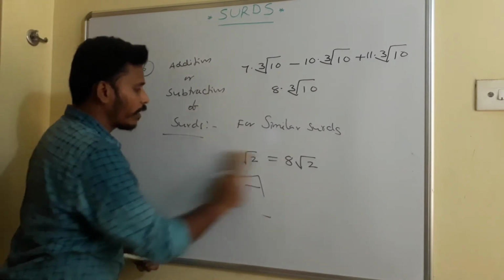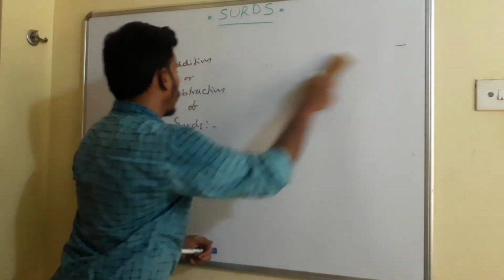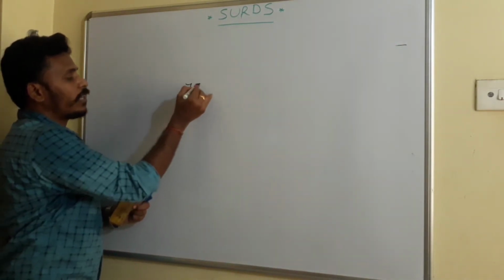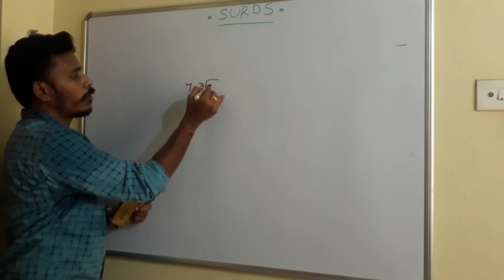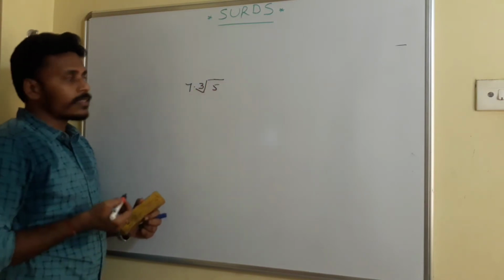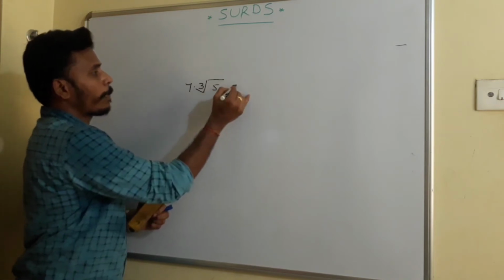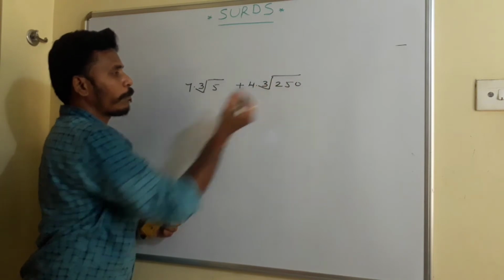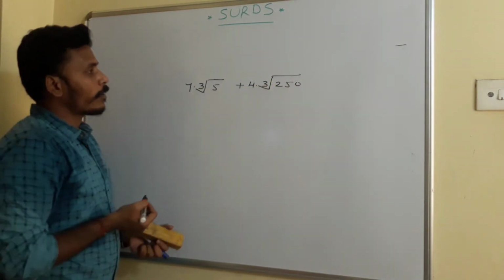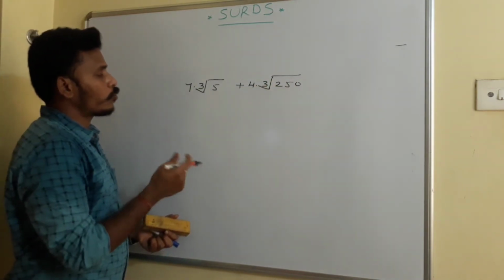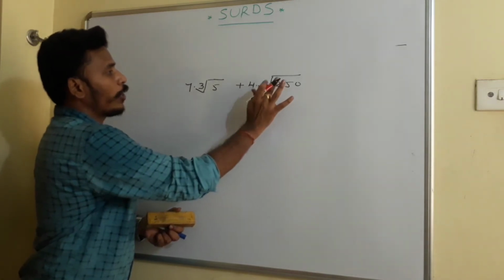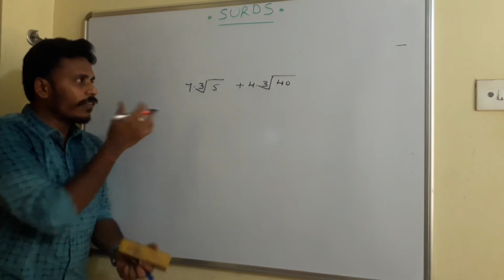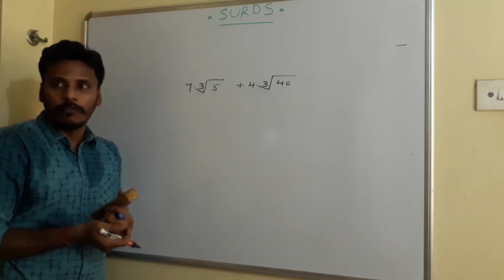For example, I will give you some examples related to this addition now. Just look: 7 into cube root of 5 plus 4 into cube root of 250. Right? 125, not like that. What I am going to tell you is 40. You may take it as 40, right? 7 into cube root of 5 and 4 into cube root of 40.